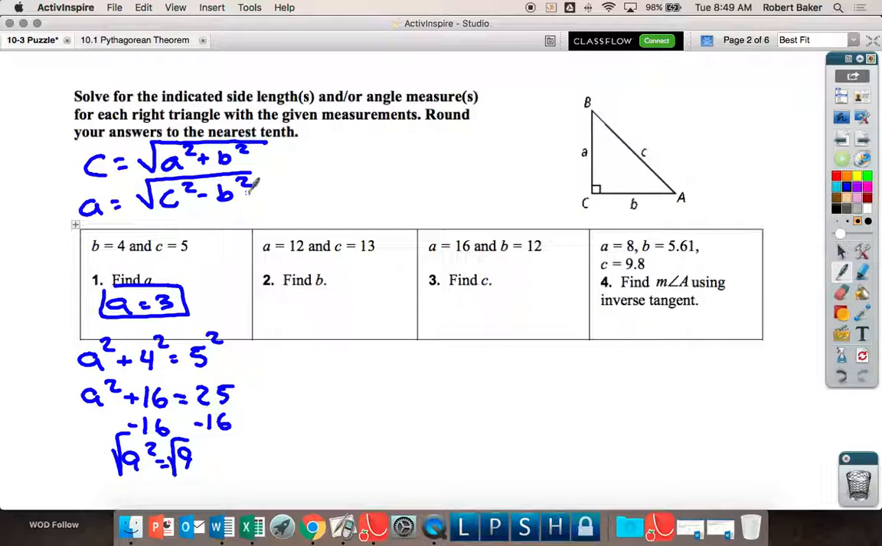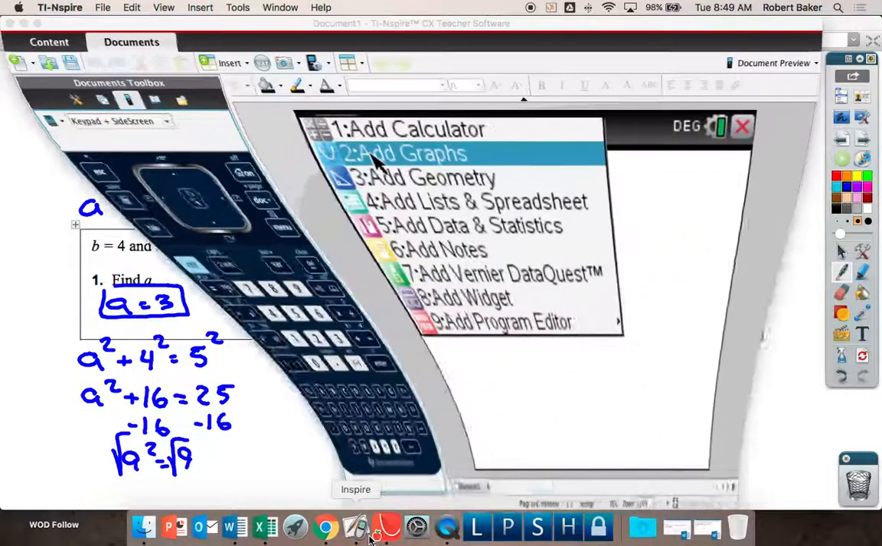Now, the first one doesn't matter. You can do a squared plus b squared or b squared plus a squared. The order does not matter. The second one is super important. It has to be c squared minus the other leg. So I can show you for this one, we're solving for a leg. So I can use the second formula. That looks like this.